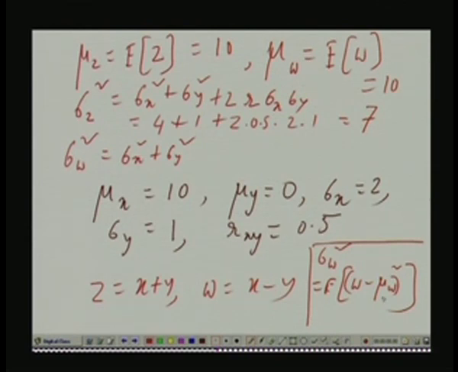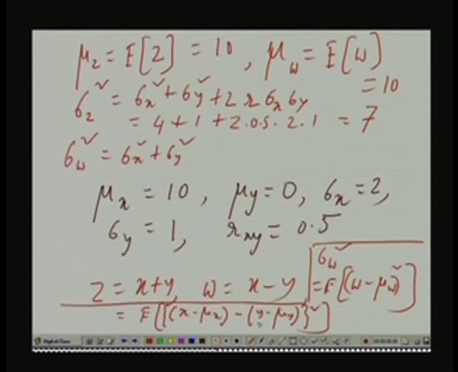So, one term you can write like this: x minus mu x minus y minus mu y whole square. Mu w is nothing but mu x minus mu y, w is nothing but x minus y. So, I have just substituted here and squared up. One term will be coming from the first term, which will give rise to sigma x squared. Another will be coming from the square of this term, expected, so that will give rise to sigma y squared.